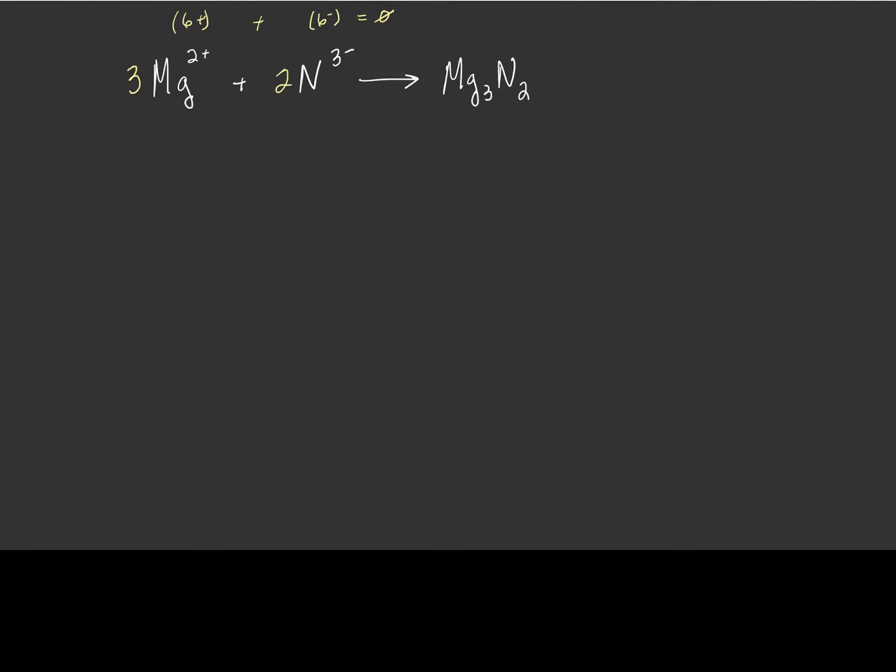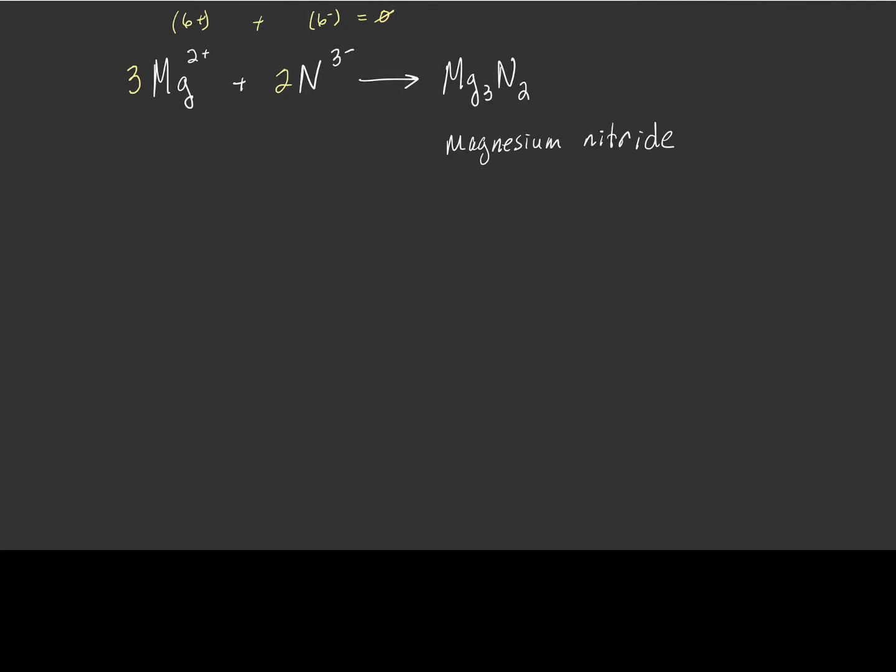So in the spirit of the naming system, we know that this would be magnesium. And again, we drop the ending and we add IDE. So I'm going to drop the ending and add IDE. So magnesium nitride. Mathematically, we see what's happening here.